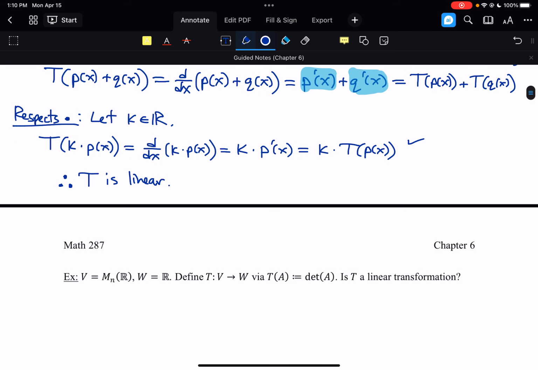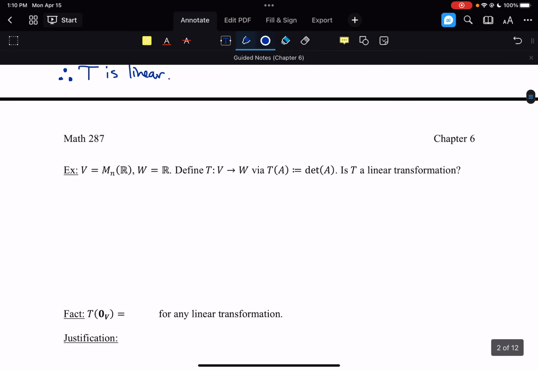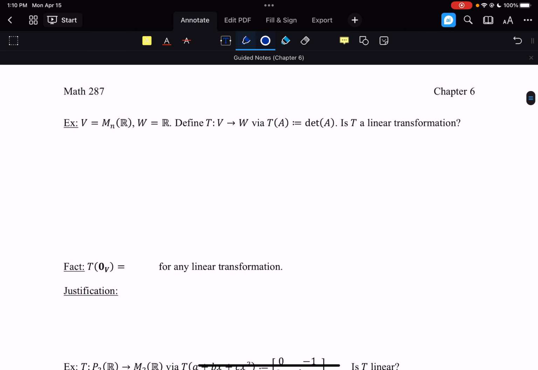For our next example, something a little different. Here we're going between generic arbitrary n by n matrices to real numbers. And the transformation that we're using is T of A equals the determinant of A. So we're using the determinant to transform matrices into numbers, which is what the determinant does. The question is, does the determinant form a linear transformation? Does it respect addition and scalar multiplication?